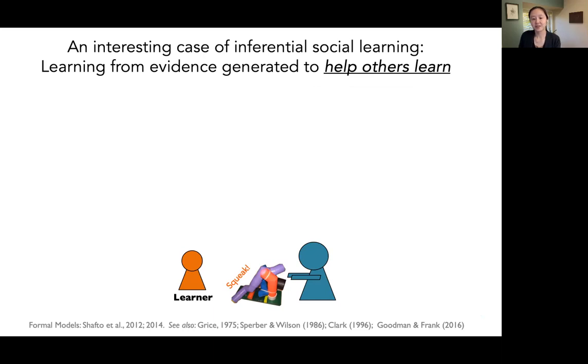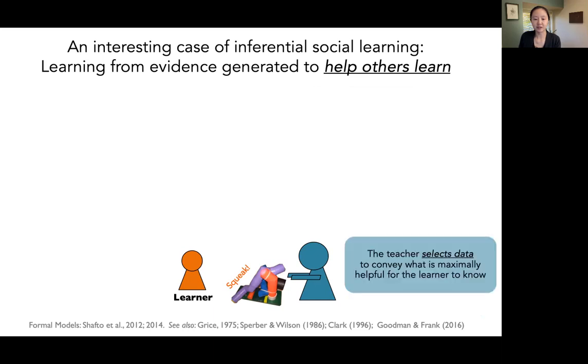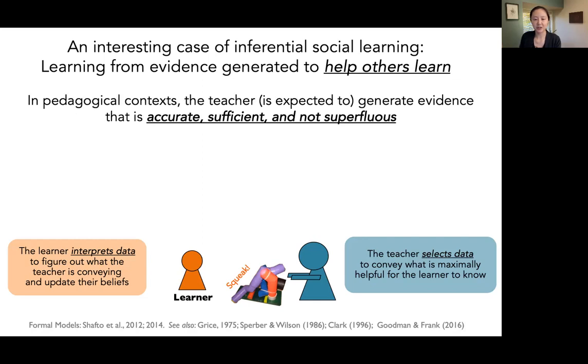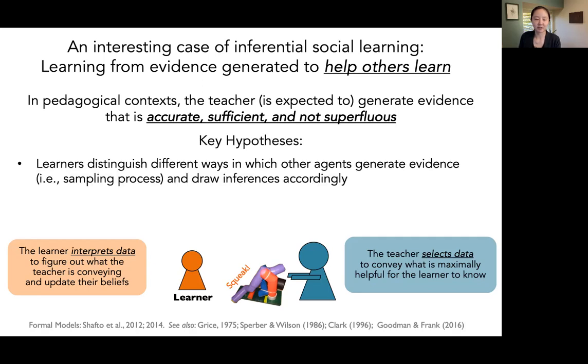Learning from evidence generated to help others learn is an interesting case of inferential social learning. The teacher is selecting the data deliberately in order to convey what is maximally helpful for the learner to know. And to the extent that the learner recognizes this, the learner can interpret the data to figure out what the teacher is trying to convey and update their beliefs accordingly. So, in this kind of context, the teacher is expected to, and will often, generate evidence that is accurate, sufficient, and not superfluous.